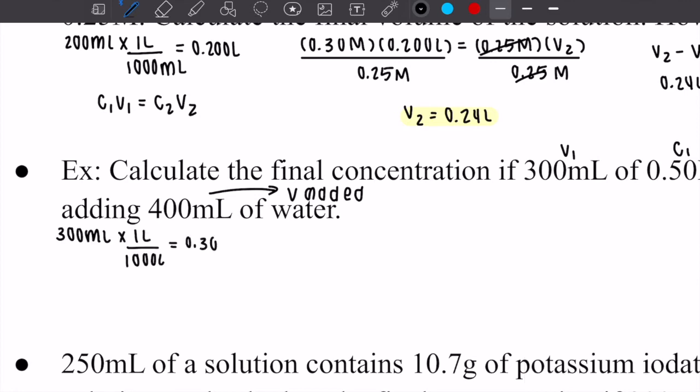The conversions should actually say 1 liter over 1,000 milliliters, not 1 liter over 1,000 liters. I fixed that later in the video, but I just wanted to clear that up.